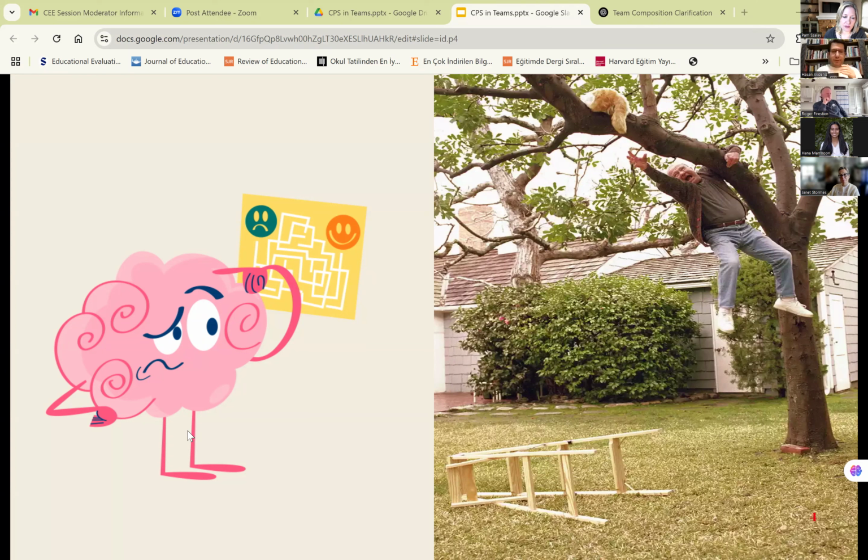How to solve this problem? Actually, this question should be, what do you see? What is the problem in this picture? Probably, some may say the cat is waiting to be rescued, while others might focus on the man. Perhaps he's in need of help or another problem.